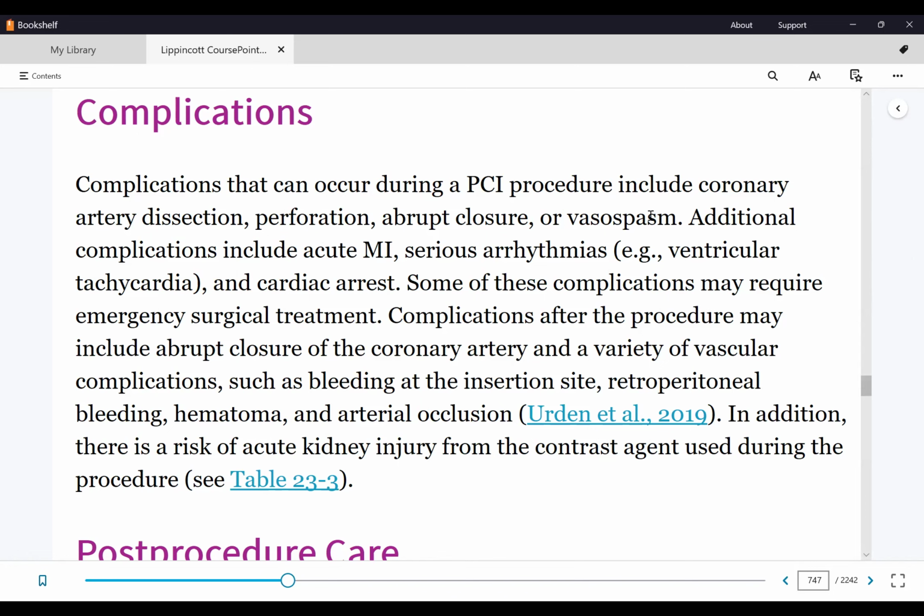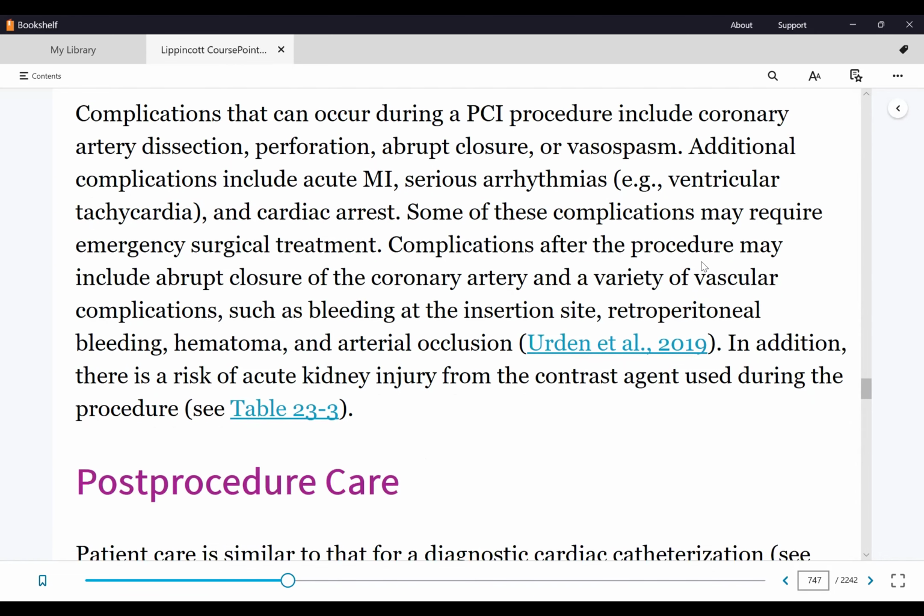Now, if it's a STEMI, of course, you have a very short amount of time to do the teaching. For NSTEMI, however, you have a few hours. So you can do better teaching for the NSTEMI, not so much for the STEMI patient because we're in a hurry. But tell them what to expect after the procedure, what activity level.